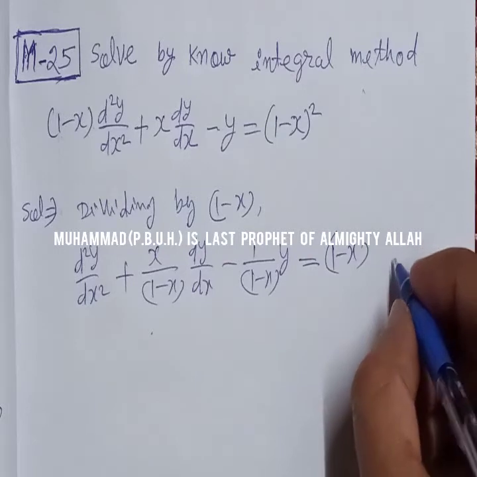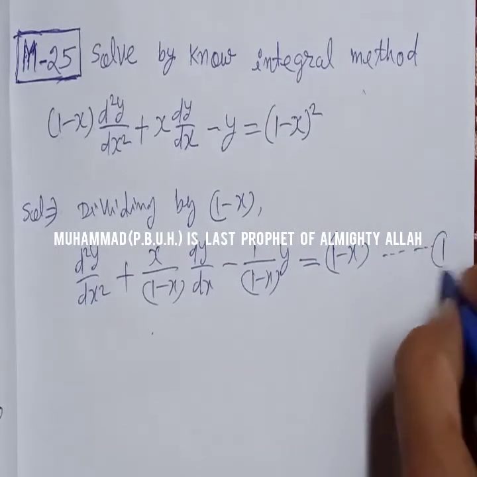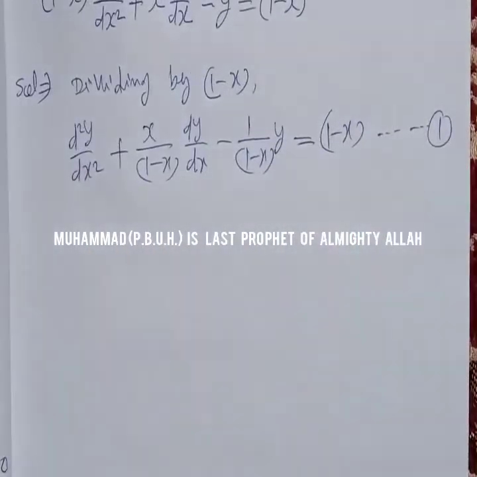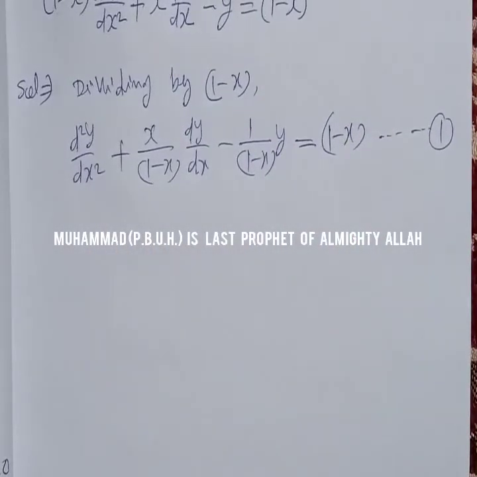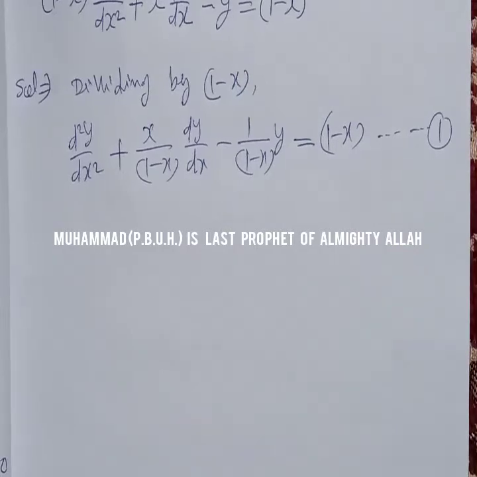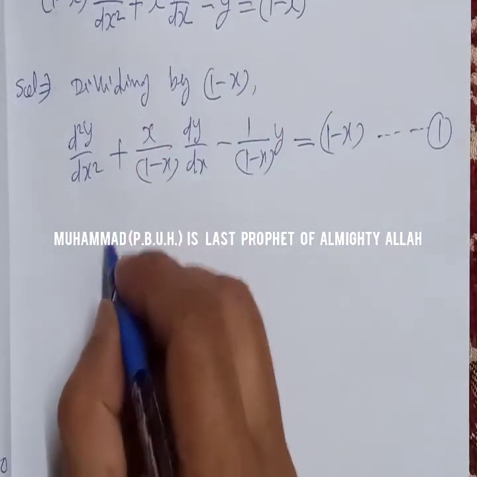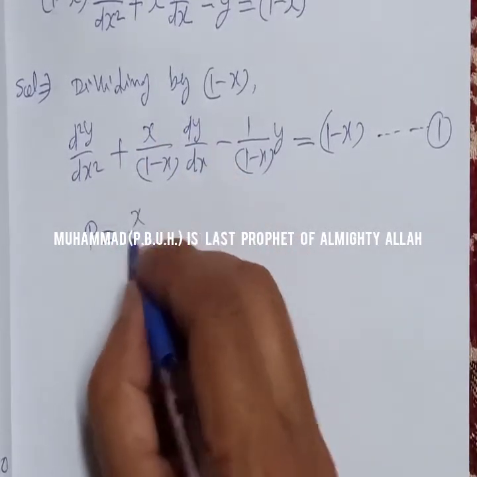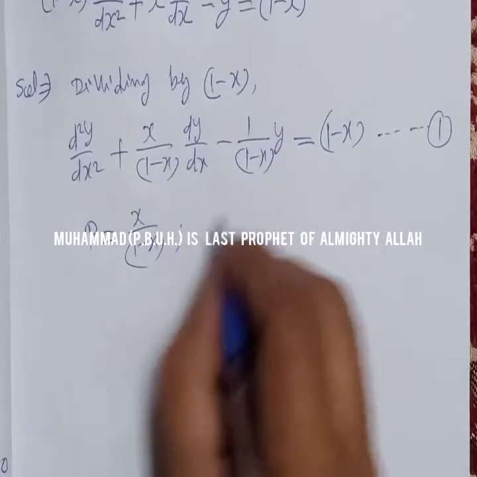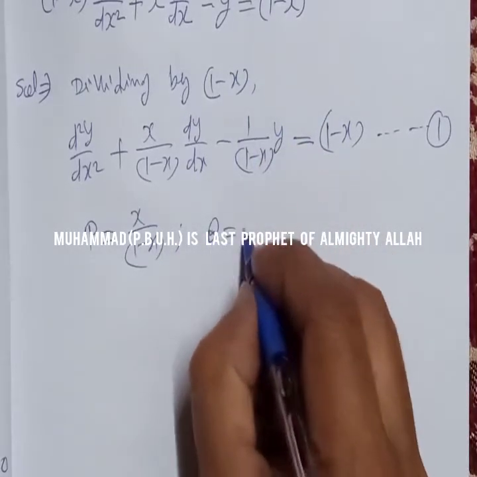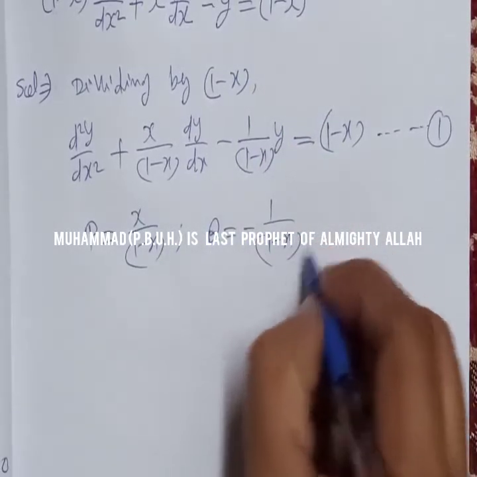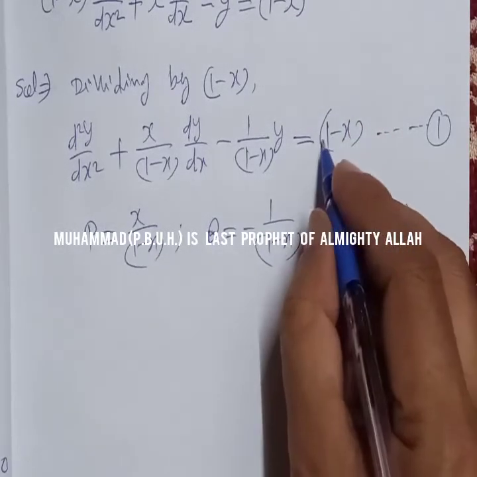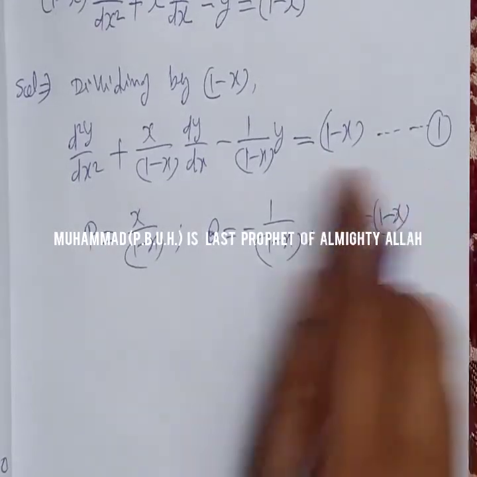I call this equation number 1 and compare this equation with the standard equation of the second degree. We get p, which is the coefficient of dy over dx, equal to x upon 1 minus x square, and q, which is the coefficient of y, equal to minus 1 upon 1 minus x square, and r is equal to 1 minus x. Here r will not be used anyway.